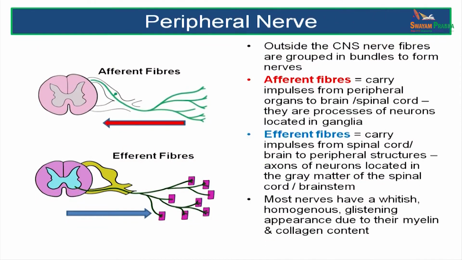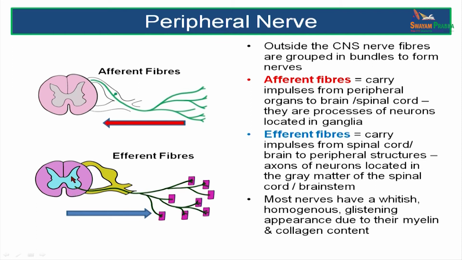Let's move on now to the actual peripheral nerve. A peripheral nerve is outside the central nervous system, and these nerve fibers are grouped into bundles and they form nerves. Now there could be two types of fibers. There are afferent fibers like you see in this figure above here. The afferent fibers collect impulses from the periphery like pain, touch, temperature and send this information to the central nervous system. So these are called afferent nerve fibers. The second type are the efferent fibers which bring messages to the periphery from the central nervous system.